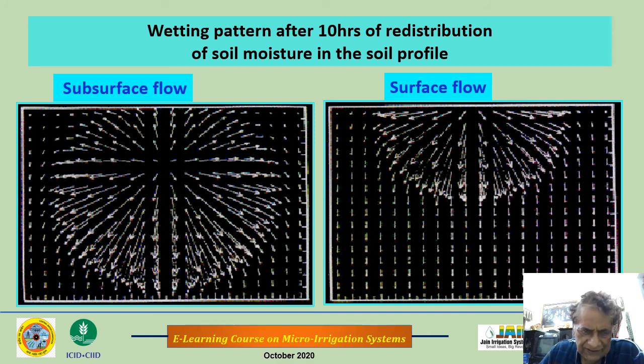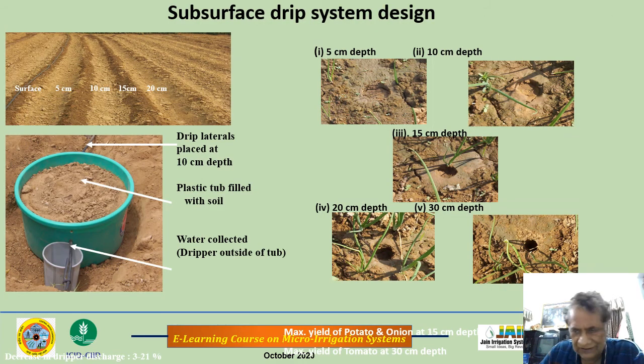If the dripper is here, then you can see the distribution of that kind. The very important precaution that needs to be taken in subsurface irrigation is to adjust the operating pressure accordingly. Otherwise, if the operating pressure is more, then the result will be such type of cavities that you are seeing in this particular figure; these cavities will form.